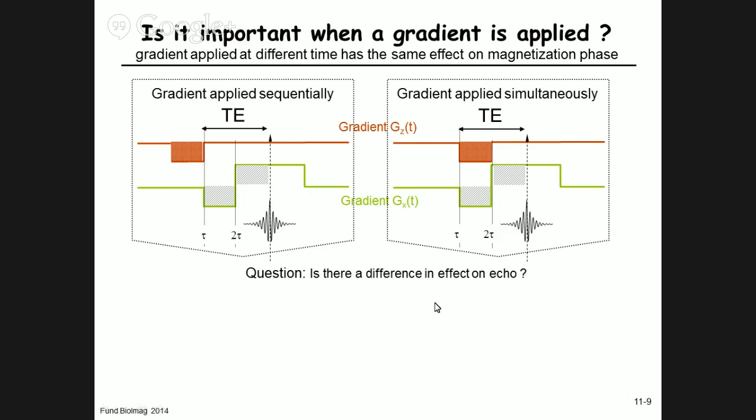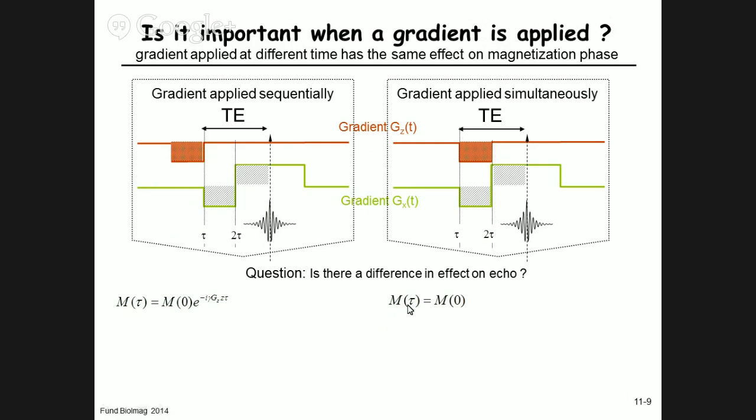So now the question is, is there a difference on the echo? Is there a difference on the signal between these two schemes? So let's look at this. The magnetization here on the left at time tau is given by the magnetization at time 0, we'll assume everything is in phase, times the effect of dephasing from this gradient. So that's e to the minus i gamma Gz times z times tau. That's this area here.